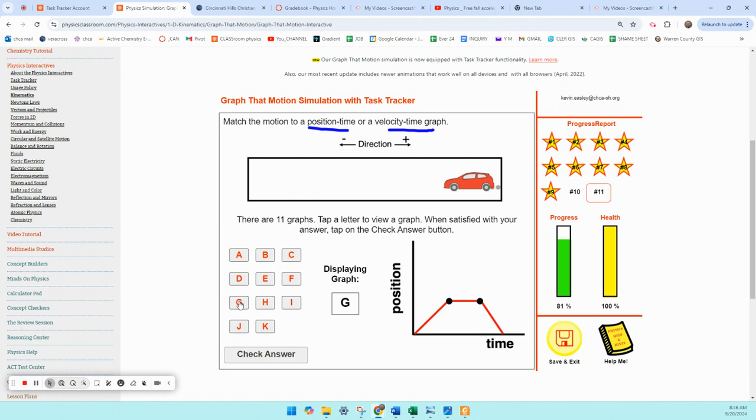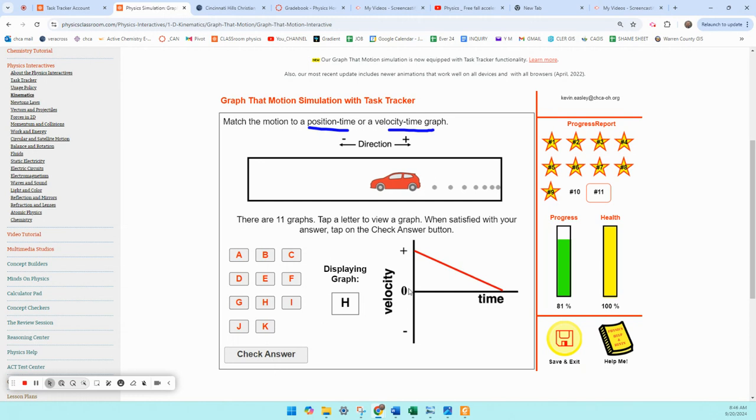Let's keep looking. Here we have moving in the positive direction at a constant rate, stopping, and then moving in the negative direction. Oh, this is good. So we have the velocity here. It's moving in the negative direction at a constantly changing velocity, starting at a high velocity and then decreasing to basically a stop. So this is actually the opposite of what we're looking for.